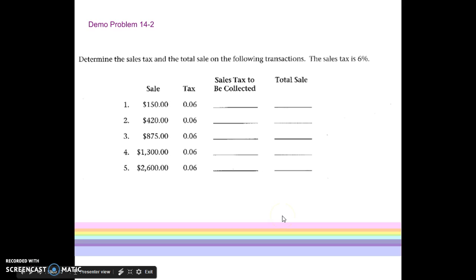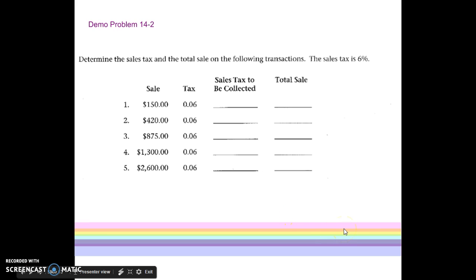Now, in demo problem 14.2, which we will be doing next time we meet in class, we will be calculating out the sales tax for certain transactions. So if we take fictional sales like 1, 2, 3, 4, and 5, and the amount of the sale, 150, 420, 875, 1300, and 2600, and then multiply that by the sales tax percentage, which is given to us at 6%, we can then calculate out how much sales tax is to be collected, and then how much as a total that we have to charge the customer.